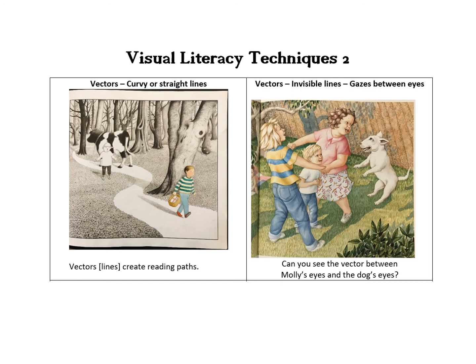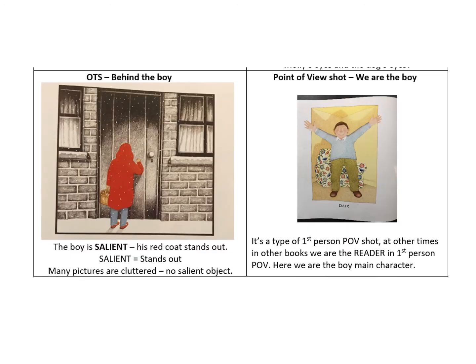And we were also interested in the invisible lines, the vectors that happen when 2 characters are gazing at each other. I've actually got one here where Molly is staring at the dog and vice versa. And the vectors really create a strong connection between the characters. This one is a lot of fun to talk about once you're a little bit deeper in, because you can discuss with the students just how often there's an over-the-shoulder shot just before a character opens a door.